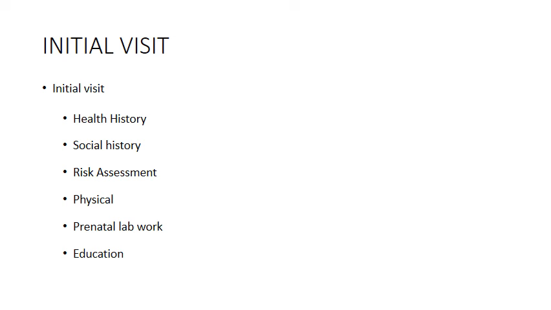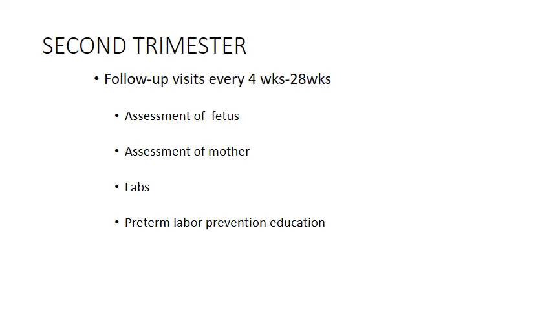During the second trimester, they follow up about every 4 weeks till about 28 weeks. So they'll do an assessment of the fetus, assessment of the mother, labs, and preterm labor prevention education. So they're going to assess the fetal heart tones, the heart rate, it's frequently called heart tones, and the fundal height. Where is the fundus at? If she's 22 weeks, it should measure 22 centimeters. They're also going to do Leopold's maneuver. And Leopold's maneuver is explained with good pictures in your book on the pages I told you.